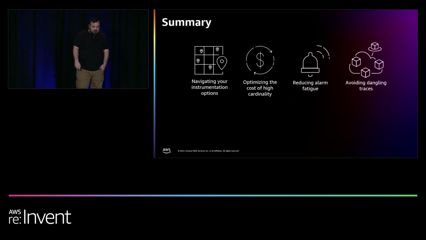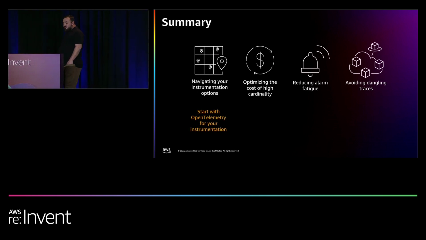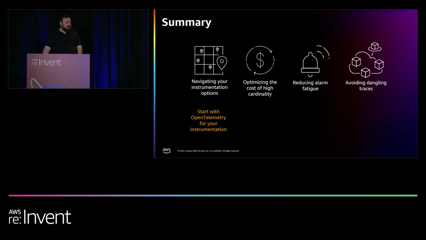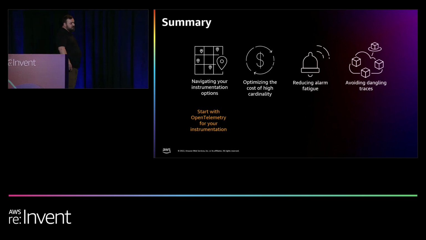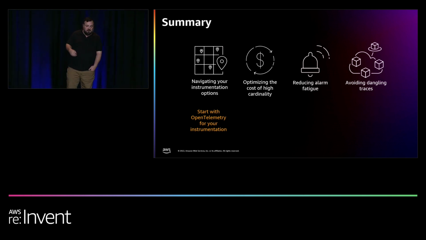So just to wrap this up, we talked about 4 best practices. Navigate your instrumentation options. Overall, the summary takeaway from this is start with OpenTelemetry for your instrumentation. Choose something else for logs. And then once logs has gone GA within OpenTelemetry, then you can use that for all 3 signals.